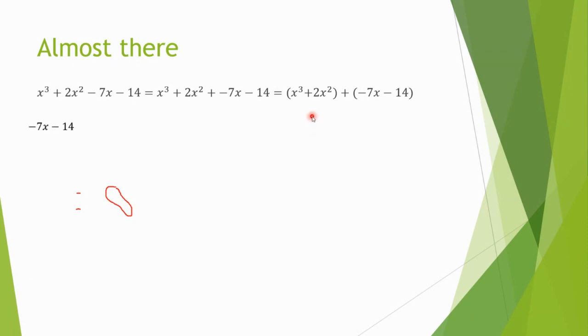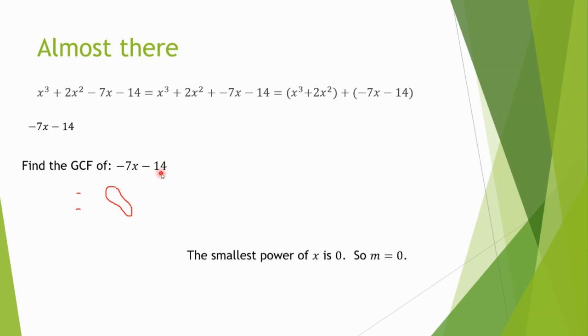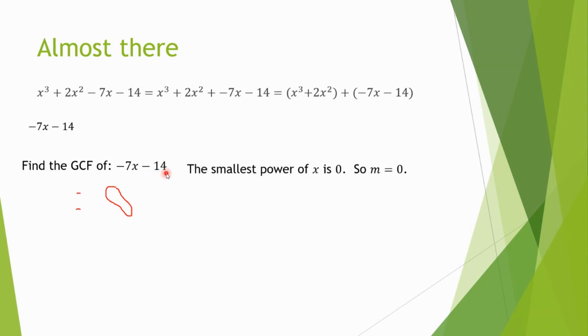So anyway, next, we have to handle this group. Negative 7x minus 14. Good. Now, we have to find the GCF of it. Well, notice the smallest exponent of x is 0 because there's a non-zero constant term. So just like in the beginning, we can't factor out a variable. So we take m to be 0.